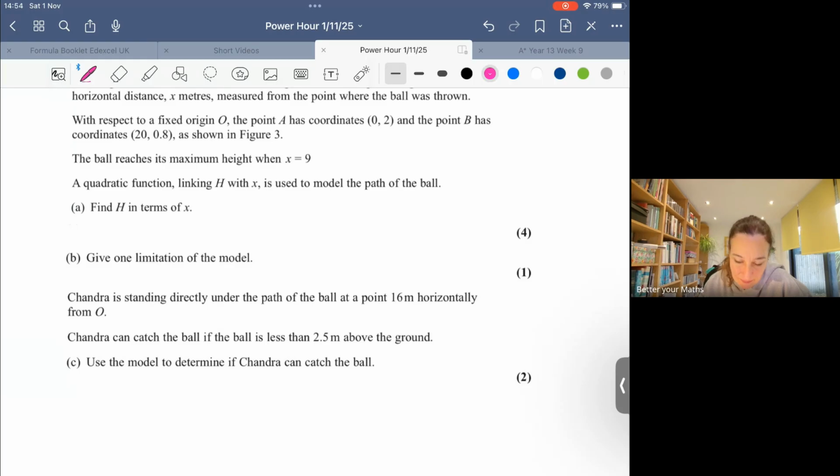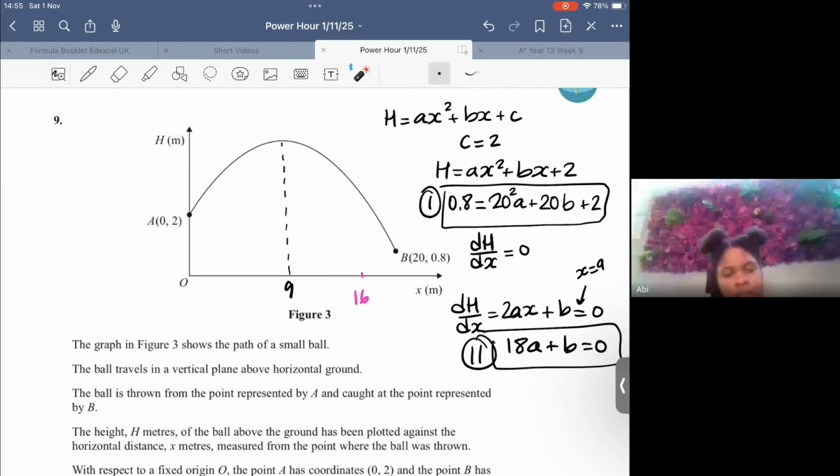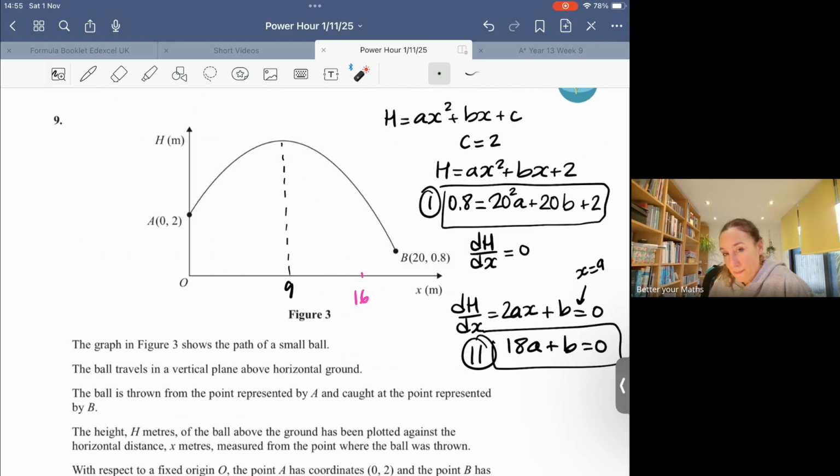You can tell me. So she can catch the ball if the ball is less than 2.5 meters. Abby, what do you think I can do? I have the equation now, yeah? Would you take H using the equation to be 2.5, and then what? Solve for X.